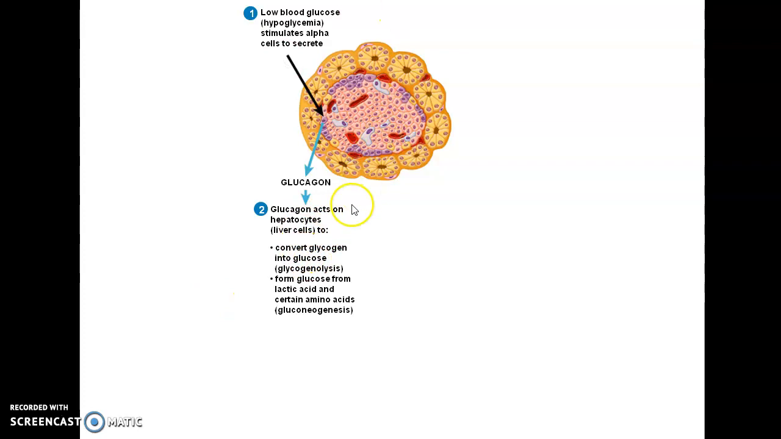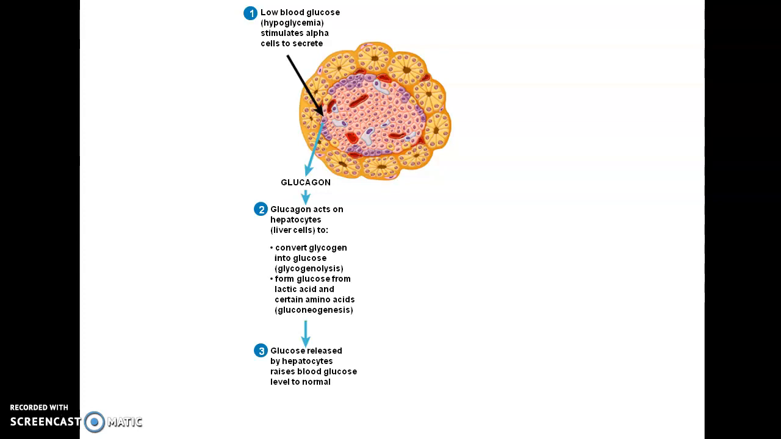So they convert the glycogen to glucose, that is glycogenolysis. And also at the same time they form glucose from lactic acid reserves and also from amino acids, that is, non carbohydrate sources. So we call that process gluconeogenesis. If glucose is being formed from a non carbohydrate source like lactic acid or some amino acids, we call it gluconeogenesis, because glucose is a carbohydrate.